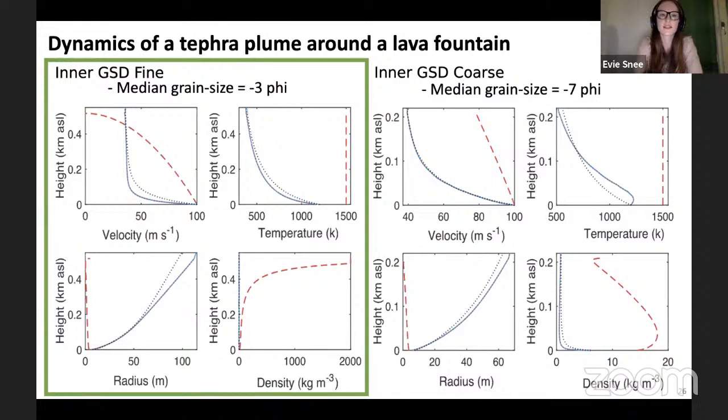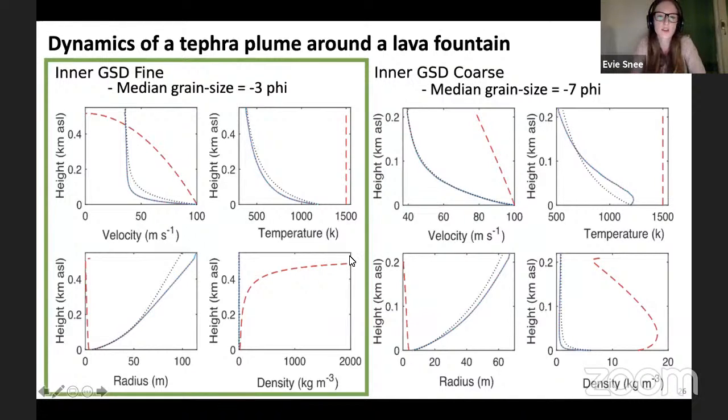You can see in this case that our velocity of the inner plume goes to 0 before the plume stops. And we can see also that the temperature of the inner plume of the lava fountain doesn't really change with height. And this is because we're not entraining anything into it. We can see our radius of the lava fountain also decreasing with height. And we can see how the density converges to the density of a solid particle.